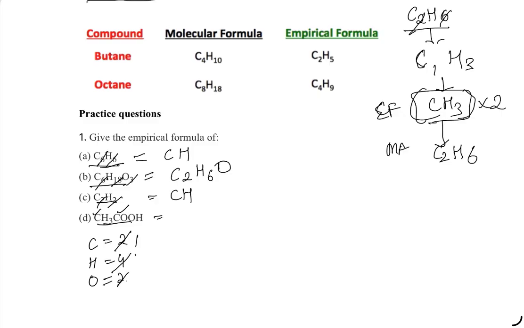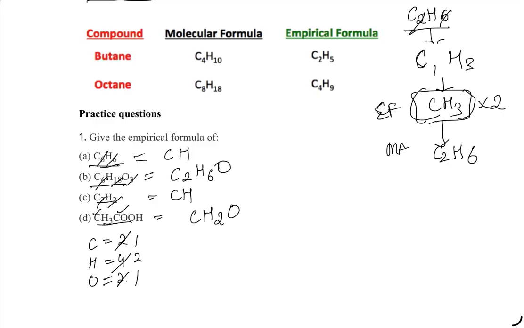What is the simple ratio there? You can write down the answer. Sorry, C is 1, H is 2, O is 1. There is no need to write down 1. So we can write down the final answer as CH2O.